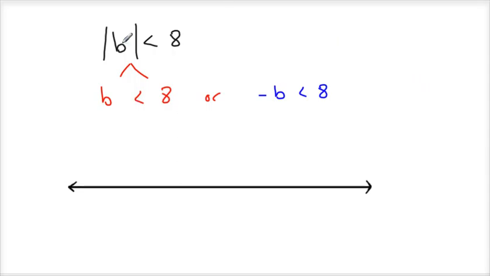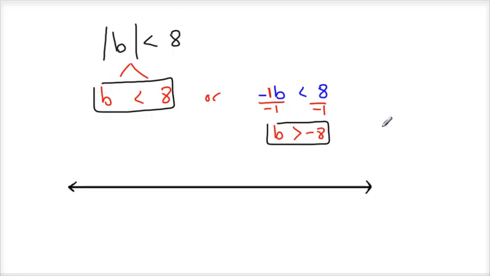However, our first statement, b is less than 8, is fine. Our second statement, negative b is less than 8, we want to alter this. We don't want negative b. This is like negative 1b. We actually want positive b. So if we divide each side by negative 1, we're left with b, and dividing by a negative, if you remember, flips your sign, so now b is greater than negative 8. So now our two statements are b is less than 8 and b is greater than negative 8.